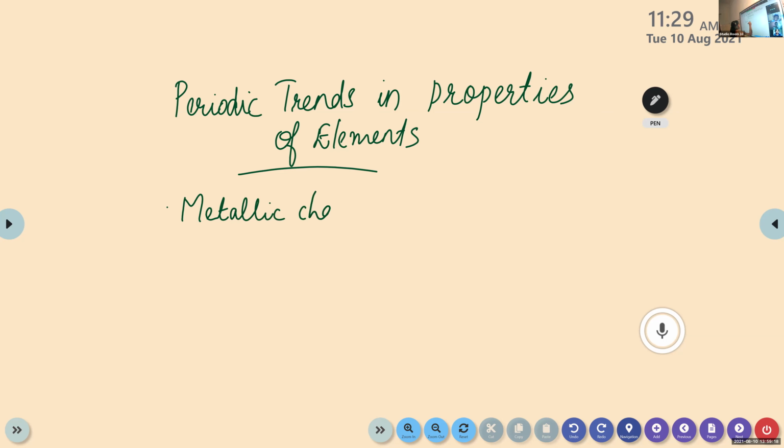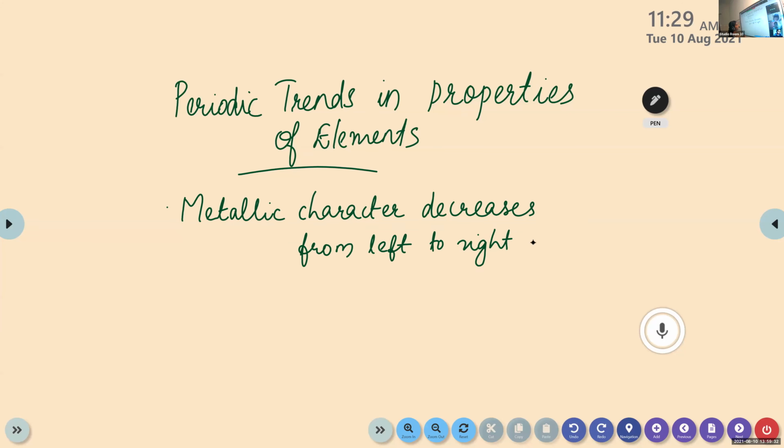Metallic character decreases from left to right. I think that we already wrote this. This is one among such trends. Okay, metallic character decreases from left to right.